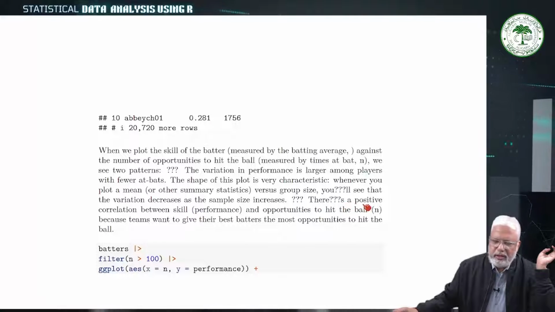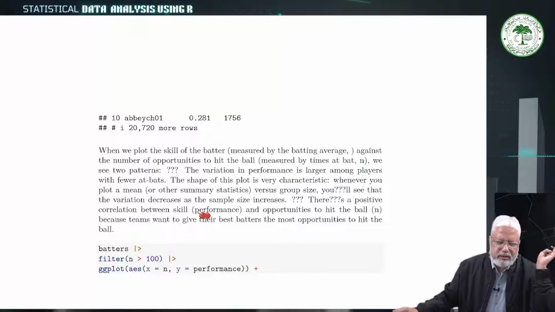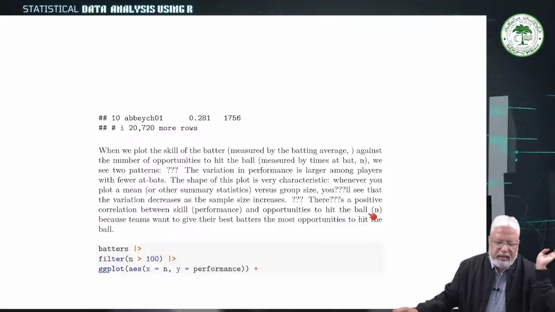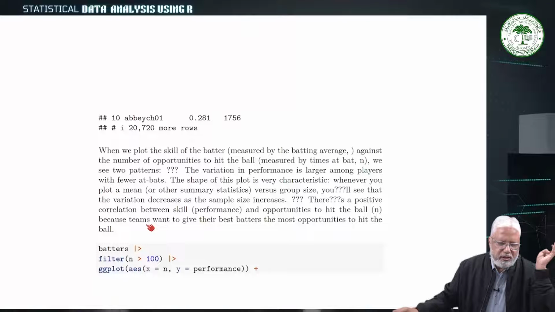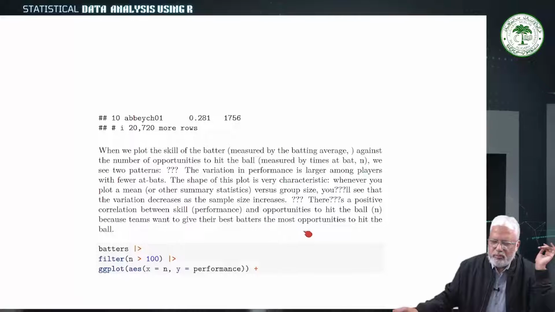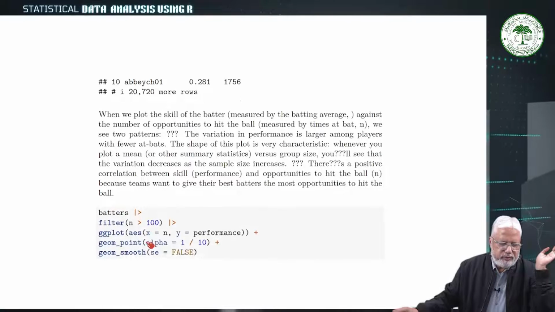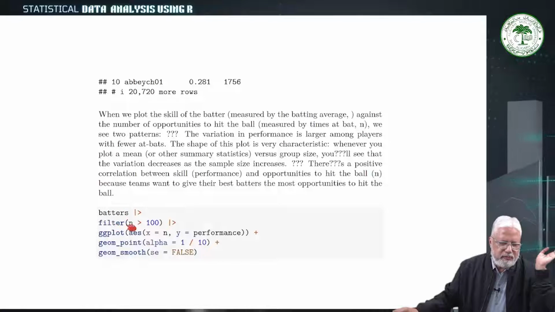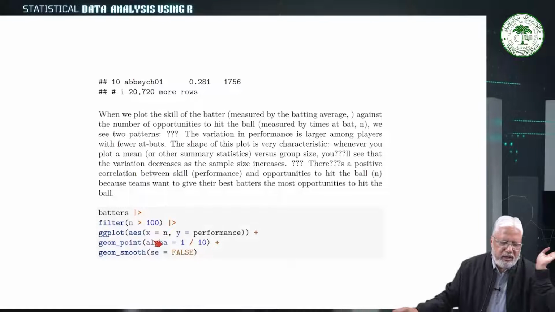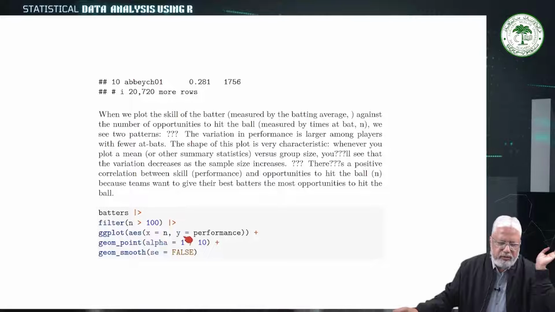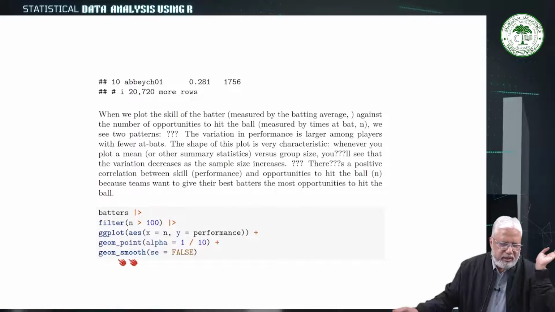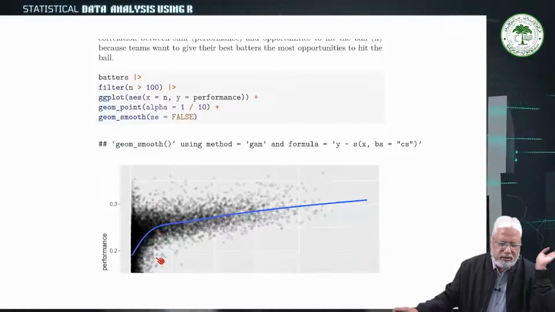There is a positive correlation between skill performance and opportunities to hit the ball n, because teams want to give the best batters the most opportunities to hit the ball. So here batters, filter n greater than 100, and then ggplot, aes x is equal to n, y is equal to performance, plus geom_point alpha is equal to 1/10, geom_smooth se is equal to false, and we are getting this.